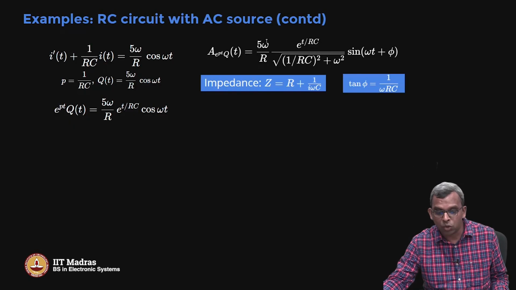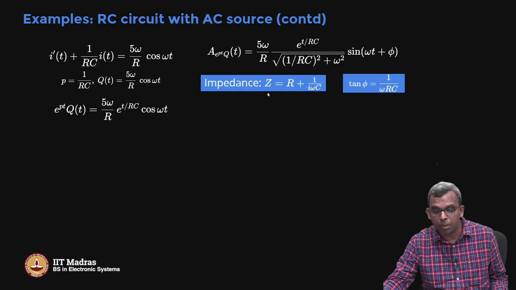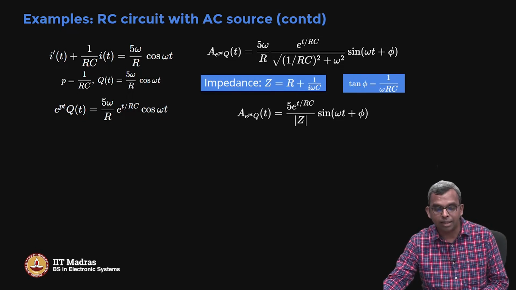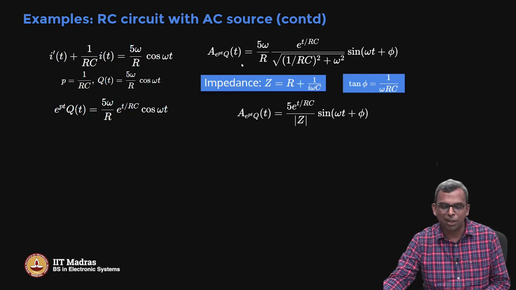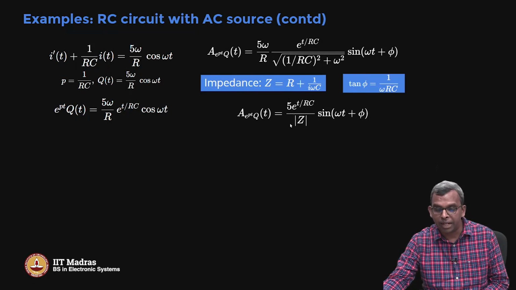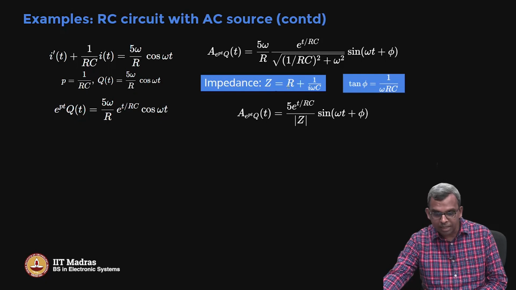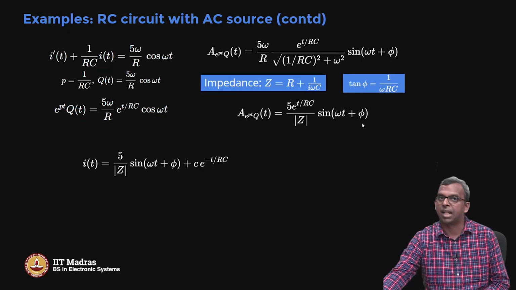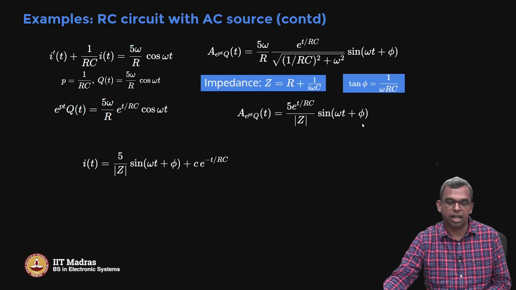So I have this omega by R square root of this, and that whole thing just becomes 1 by mod Z. So I can write this slightly complicated looking antiderivative as V e^(t by RC) divided by mod Z, where Z is just this parameter, sin(omega t plus phi). Okay. So this is the form which is nicest for describing AC circuit currents and voltages.